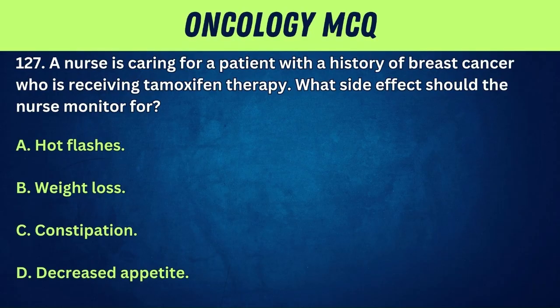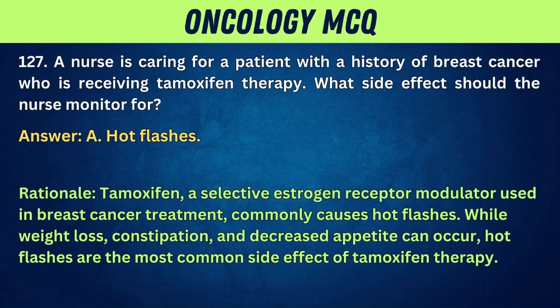A. Hot flashes. B. Weight loss. C. Constipation. D. Decreased appetite. Answer: A. Hot flashes. Rationale: tamoxifen, a selective estrogen receptor modulator used in breast cancer treatment, commonly causes hot flashes. While weight loss, constipation, and decreased appetite can occur, hot flashes are the most common side effect of tamoxifen therapy.